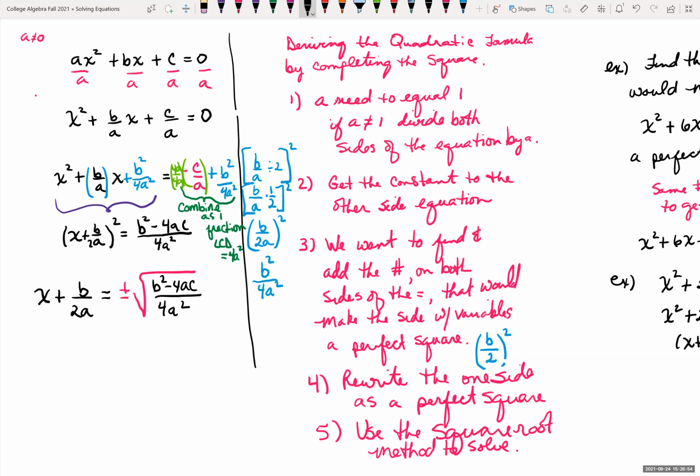If we have a radical and a fraction inside the radical, we can rewrite it as the radical of the numerator all over the radical of the denominator. So rewriting this, I have x plus b over 2a is equal to plus or minus the square root of the numerator, b squared minus 4ac, all over the square root of my denominator. Notice if I take the square root of 4a squared, that would just give me back 2a.